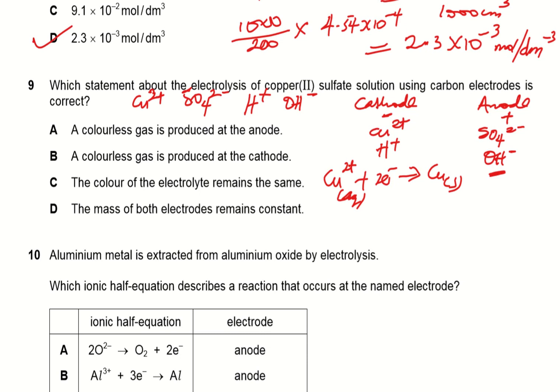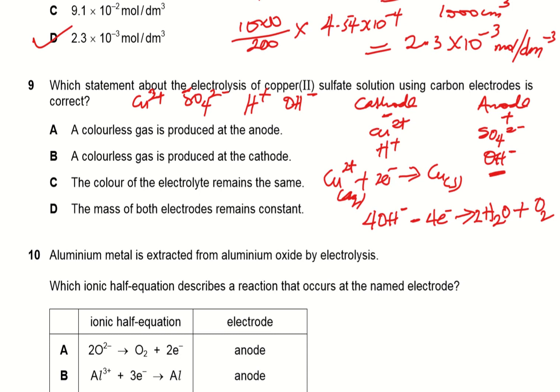When hydroxide ion discharges at the anode, oxygen will be formed. The reaction is simple: 4 hydroxide ions losing 4 electrons to form water and oxygen. This is just balancing the equation. So you can see that at the anode, electrons are lost, while at the cathode, electrons are gained.